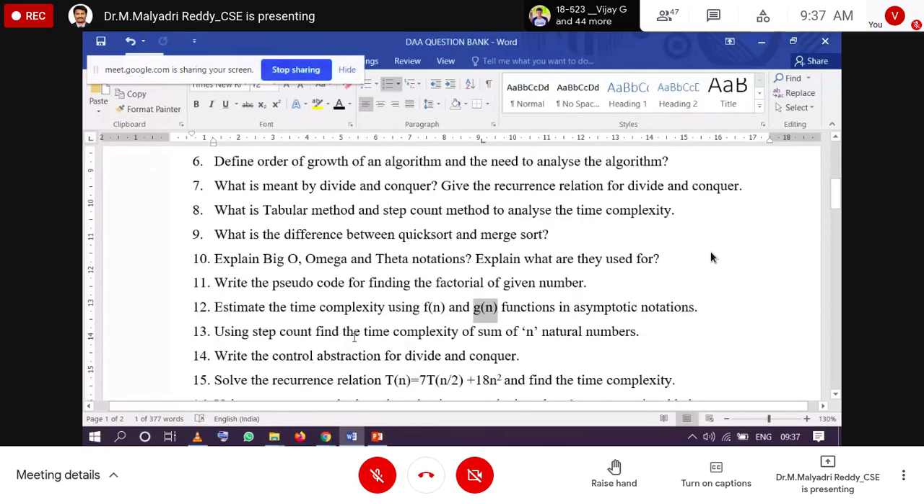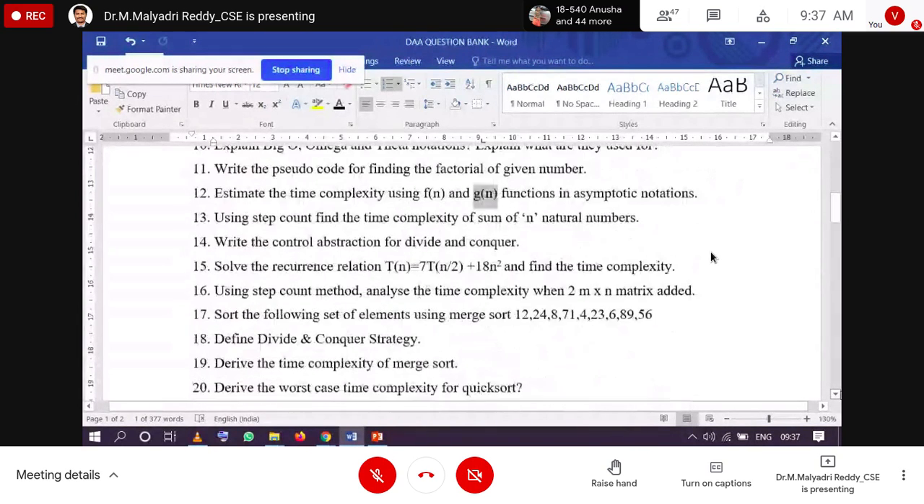Using the step count, find the time complexity of sum of n numbers, already given to you. Write the control abstraction of divide and conquer, just I explained to you. Abstraction method means already given.